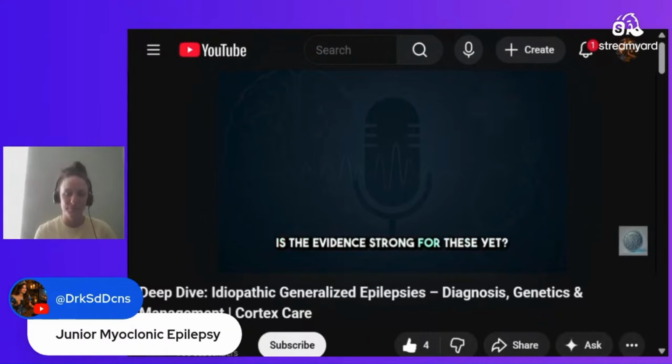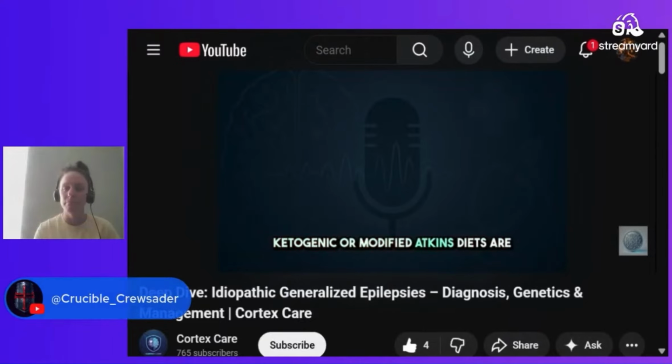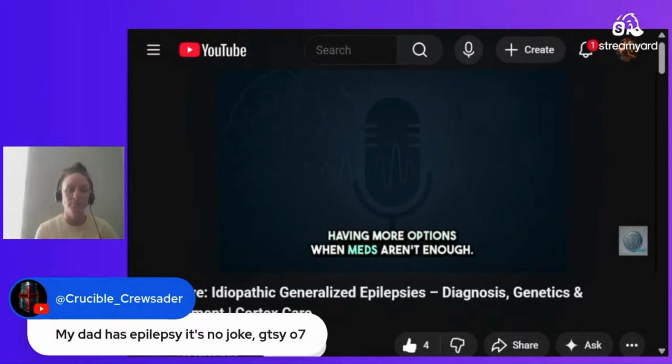Is the evidence strong for these yet? The article notes it's mostly level D evidence, currently meaning open label studies, case series, that kind of thing. Not huge randomized controlled trials yet for most indications in IgE. So promising, but still early days. Pretty much. But these studies do suggest potential benefits, reducing seizure frequency for some folks who haven't had luck with multiple medications. It's an option on the table now, alongside things like dietary therapy, ketogenic, or modified Atkins diets are also mentioned for drug-resistant cases. That's really encouraging, actually, having more options when meds aren't enough.